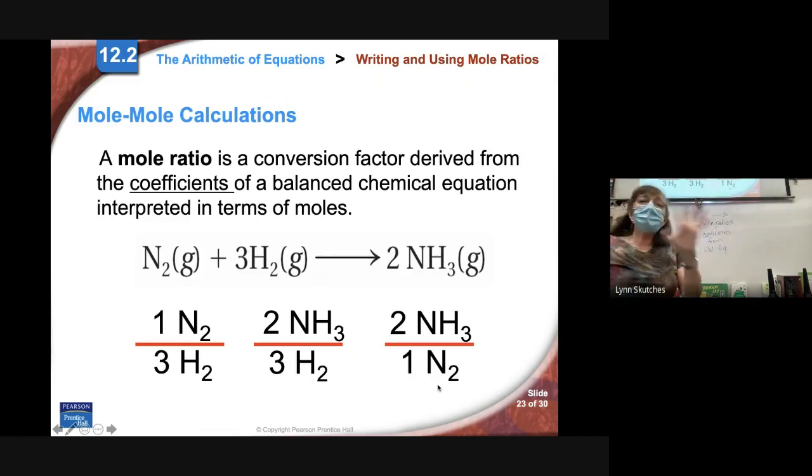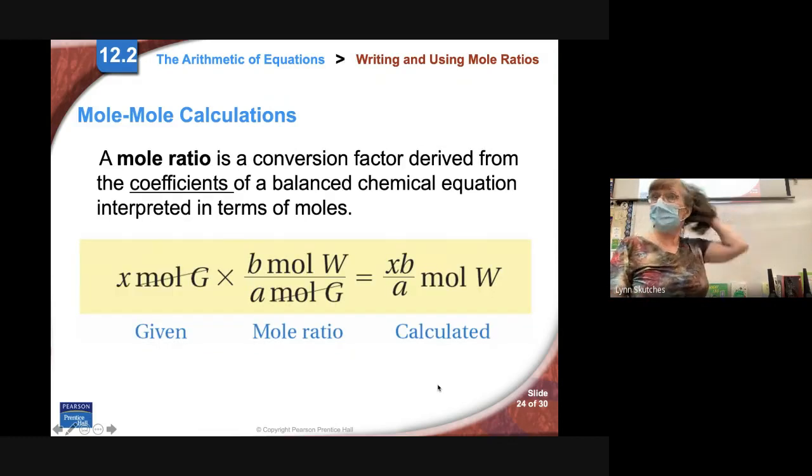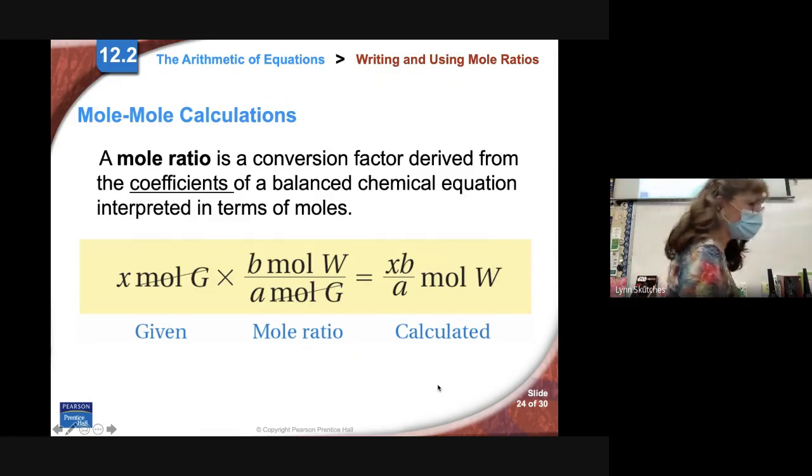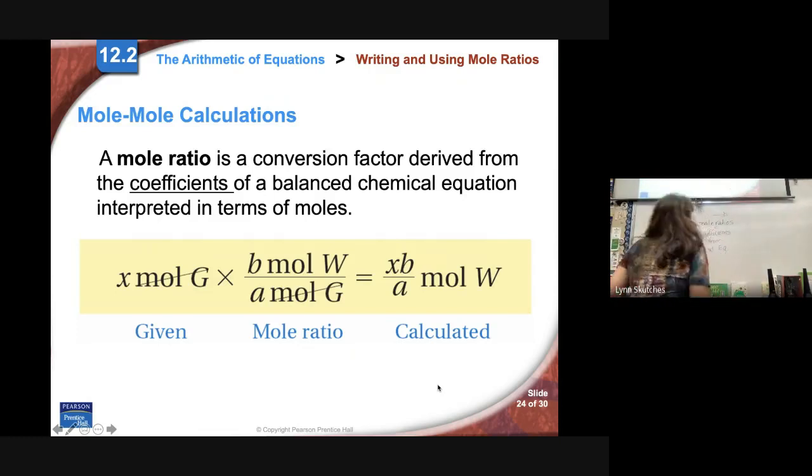All of these, you could insert the word moles in between the number and the symbols. Those are all proportions that are legitimate. How do we know which one to use? Well, this is on your paper as well. We're going to use the one that gets us from our given information to our asked for.